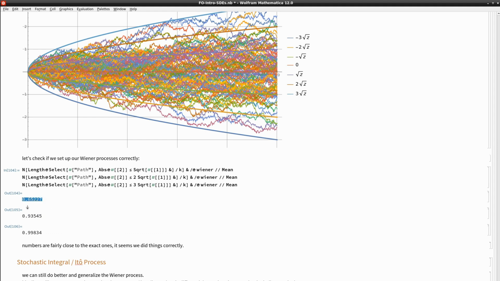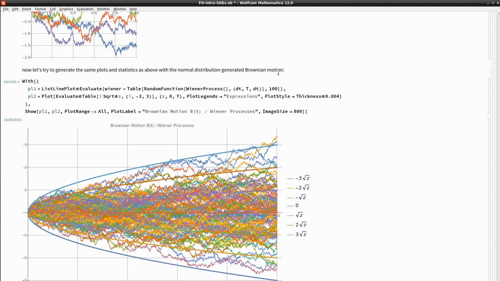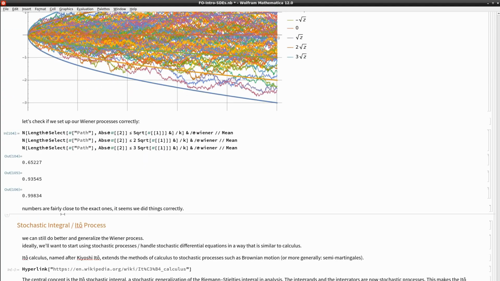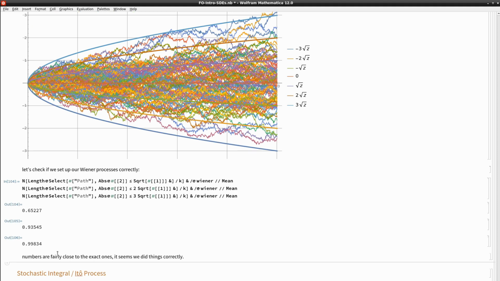This should be around 2/3. This should be around 95, a bit more than 95. And here we should have 99 point, I believe it was 7 or something like that. Okay, so the numbers look fairly close to the exact ones. Of course, there's error, but keep in mind we only used 100 samples here. Okay, so this looks fairly good. I think we can trust our Wiener process here.